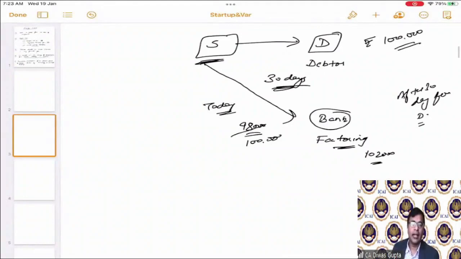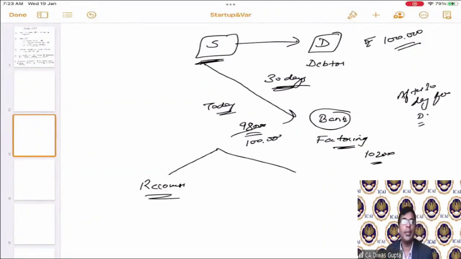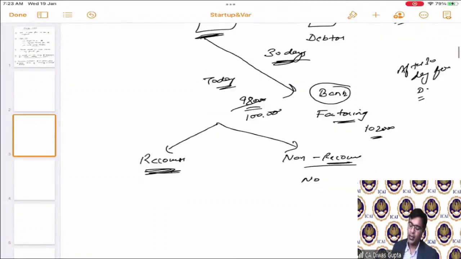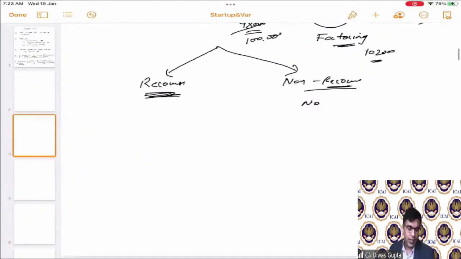So this is called factoring, correct? And I think all of you must be knowing that this is on a recourse basis and a non-recourse basis. Recourse basis means that if the debtor is not able to pay the bank, then the bank has the right to recover it from the startup again. And non-recourse basis means that in case of a default from the debtors, the bank cannot go and ask for the money from the startup. So there is no recourse basically. Recourse means that there is a recourse available for the bank to go and claim it. Correct. So this is factoring.